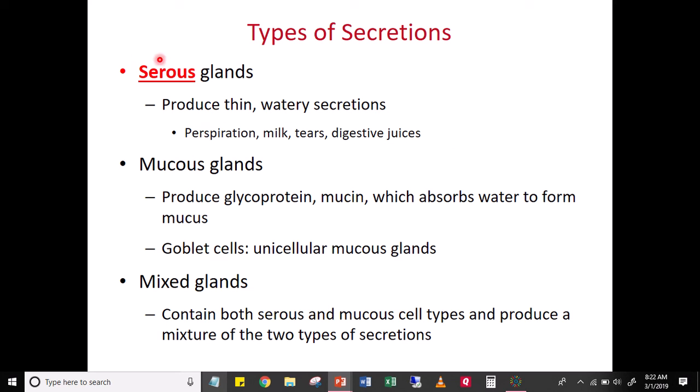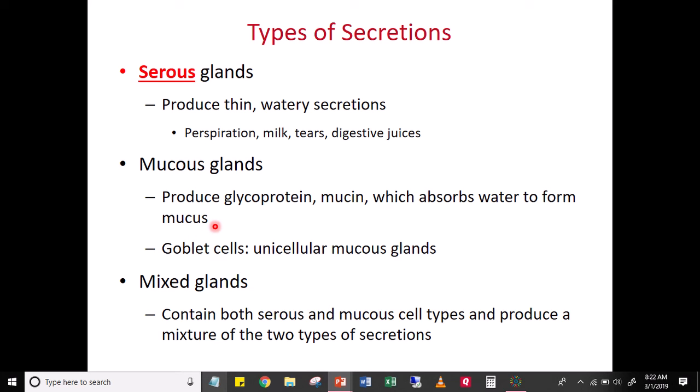Those are going to be serous secretions. Mucus glands are going to make a glycoprotein known as mucin. And this glycoprotein, called mucin, when it mixes with water, becomes mucus. You can buy powdered mucin, throw it into a bathtub, and have a bathtub filled with snot. It's kind of cool, actually.